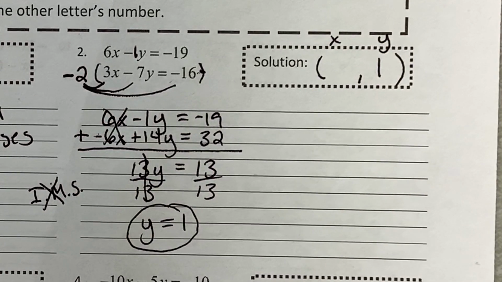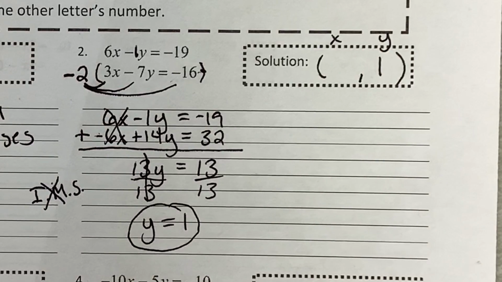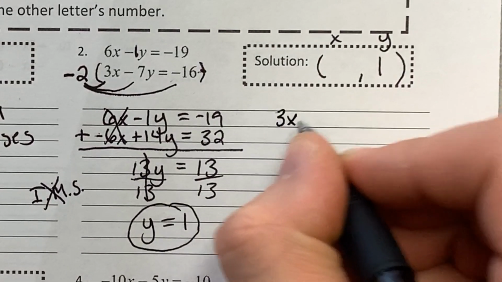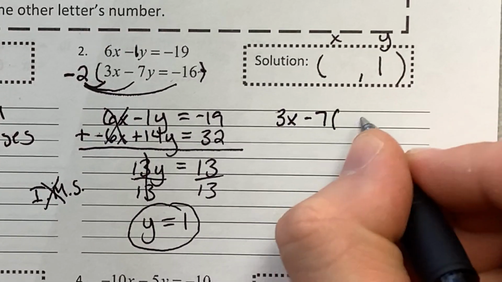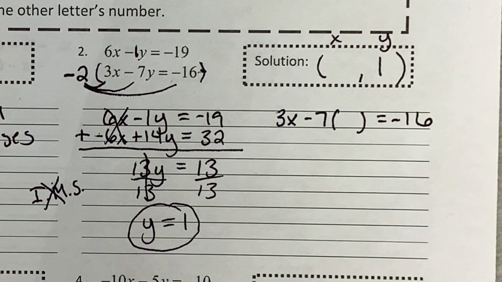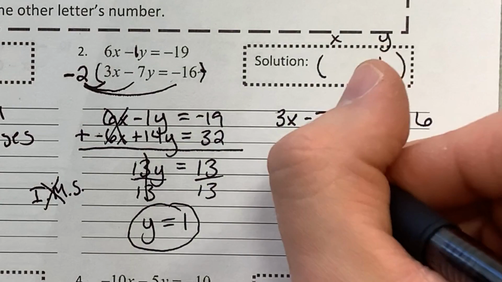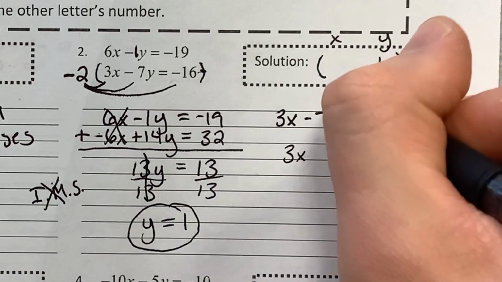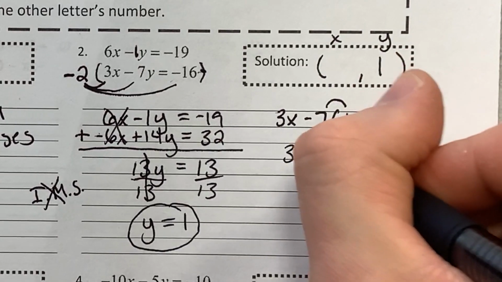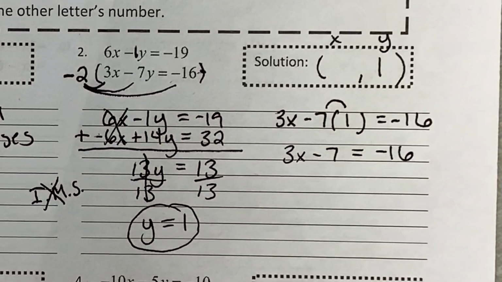Now to find my second half, I can take this 1 for y and plug it into any one of my originals. I guess I'll just pick the bottom one. So 3x minus 7y equals negative 16. I'm going to plug in 1 for y, and now let's solve. I have 3x, bring it down. Negative 7 times 1 is negative 7. Bring down my equal sign and bring down the negative 16.